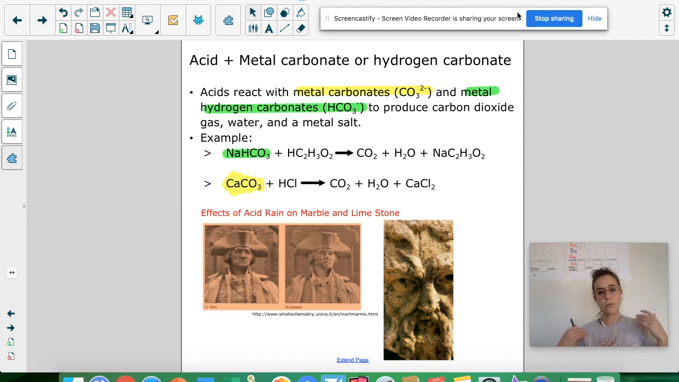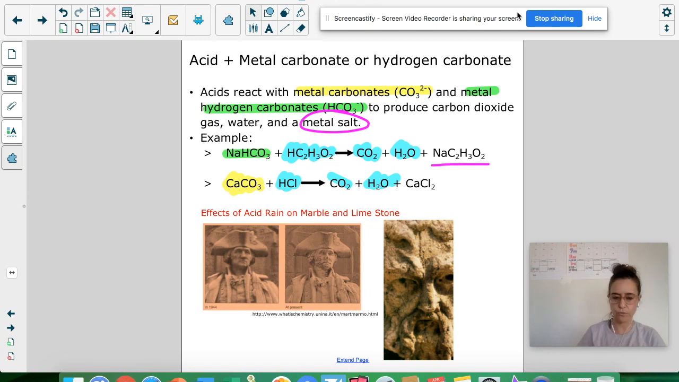So when metal carbonates or metal hydrogen carbonates combine with acids, in both cases, the first one is with an acid and the second one is with an acid, they always form CO2. You see that on both reactions. Water, you see that on both reactions. And then the famous metal salt, which is the most difficult part of the products to predict, okay? This is going to be the metal salt for the first case, and this is going to be the metal salt for the second case. So again, when metal carbonates and metal hydrogen carbonates are combined with acids, they always form CO2, water, and a metal salt.